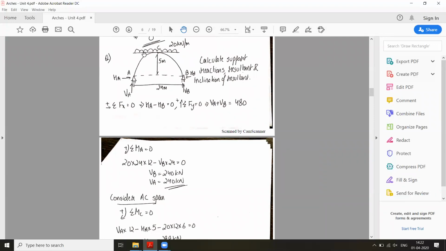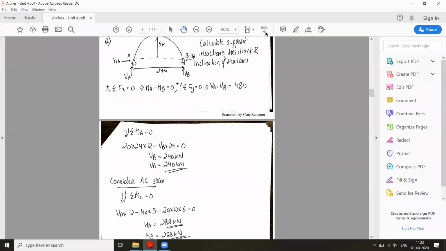Now there will be a moment due to this half of the UDL. So it will be minus 20, the value of the UDL, into the half span, which is 12. Now the resultant will be at 6 meter. So 20 into 12 into 6 equal to 0. So from here you'll get the value of HA and HB.